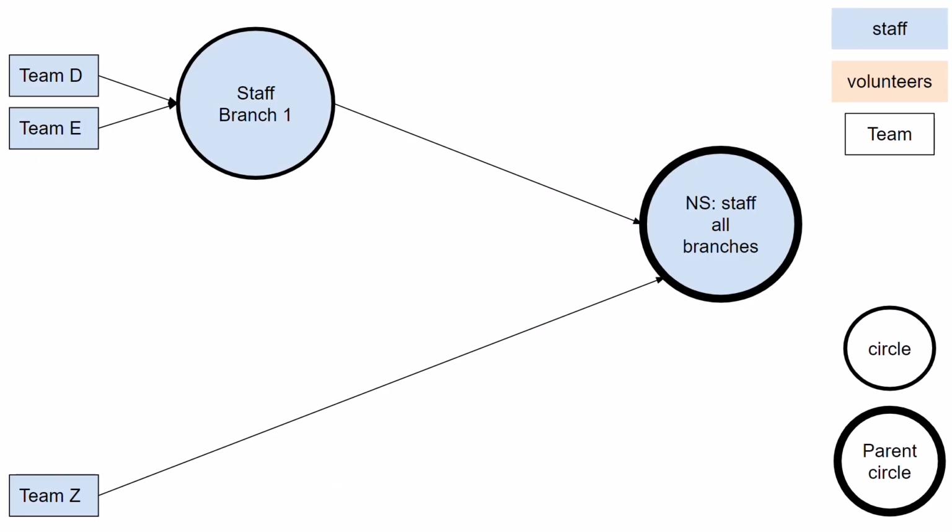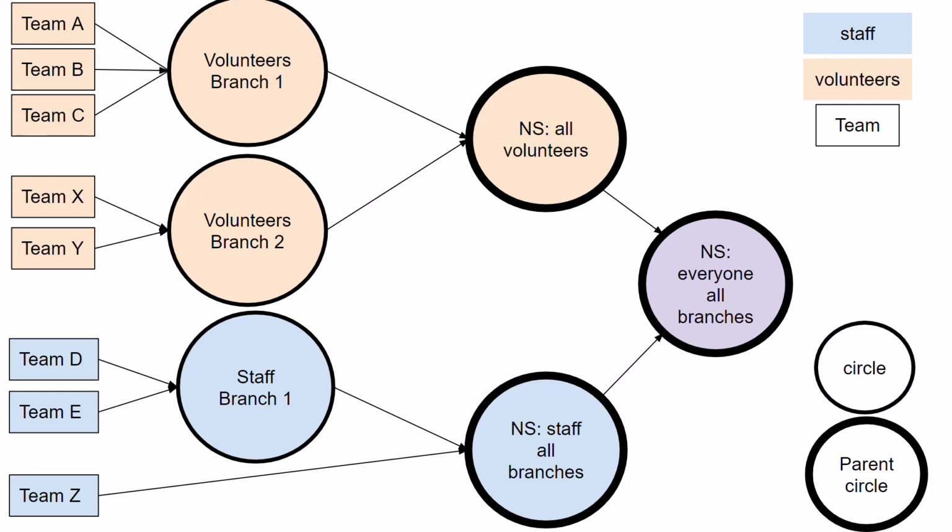In the same way, you would compile all the teams of staff into one parent circle, staff of all branches in that national society. So all national society staff. And so it sort of looks like this. You can do this simultaneously. And so here you have the hierarchy of a national society with the teams on the left and then the national society on the right and the 2 layers in between, the branch layer and the National Society layer.